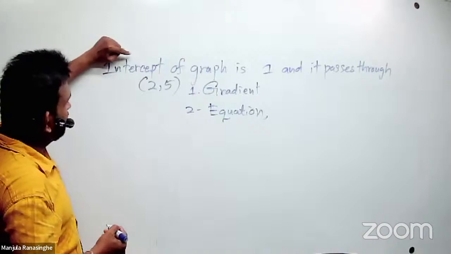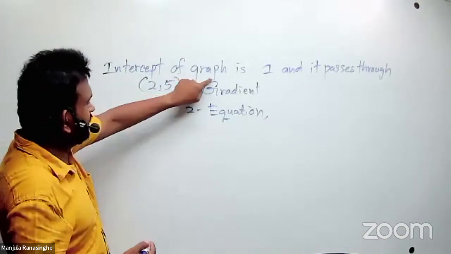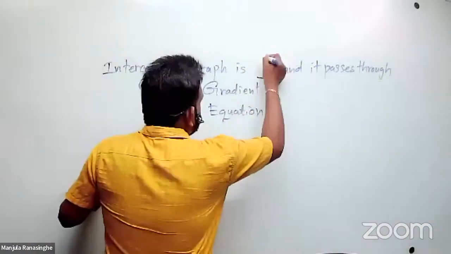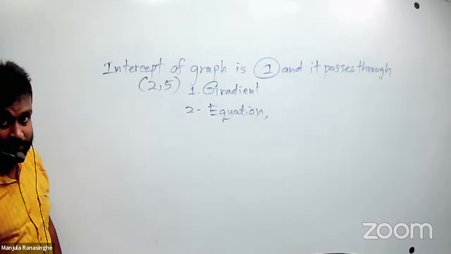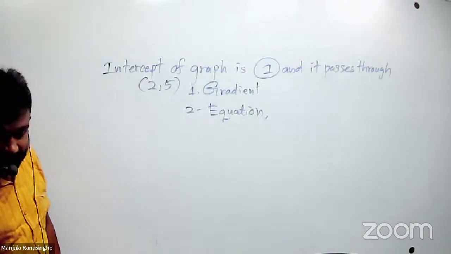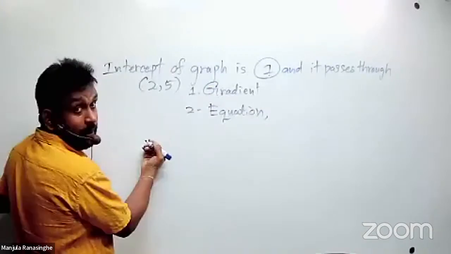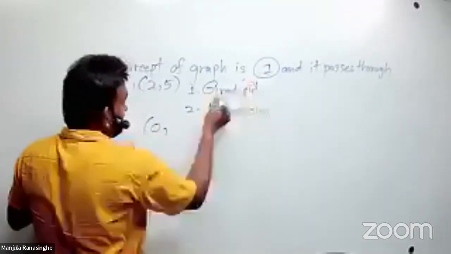Okay, see there. Intercept is 1. Intercept 1 is like being given a coordinate. Its x coordinate is 0 and the y coordinate is 1.